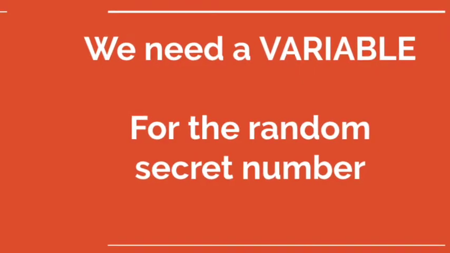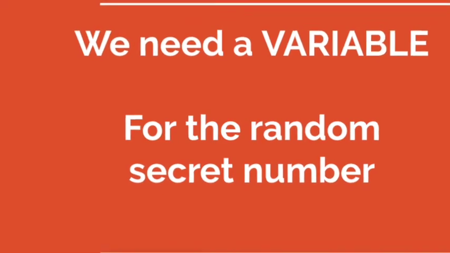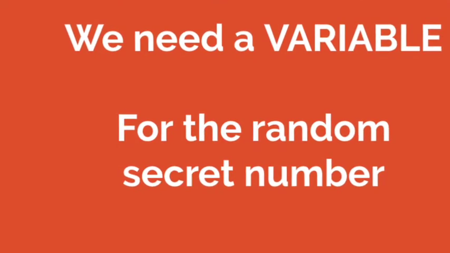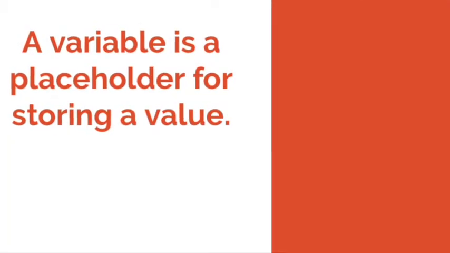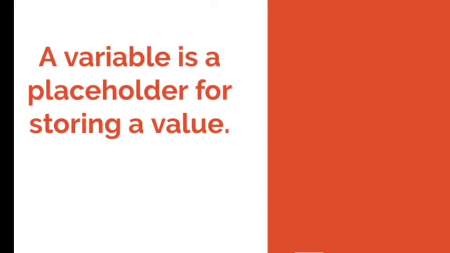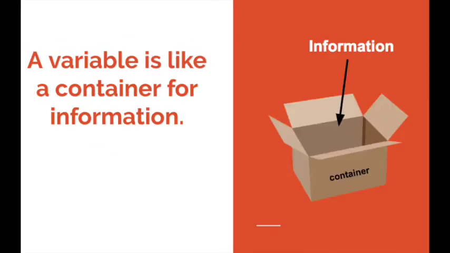You've seen variables in math. Lots of times they're the x or they're the y, and it's like our unknown number. In coding, a variable is a placeholder for storing a value. It's like a container for information. So it's giving a name to a piece of data. So in our case, we want to give a name to this random number so that we can keep referring to it throughout the game.